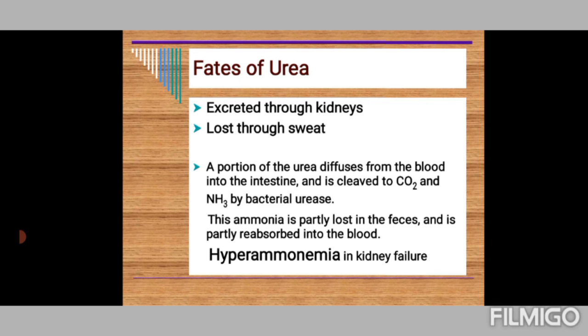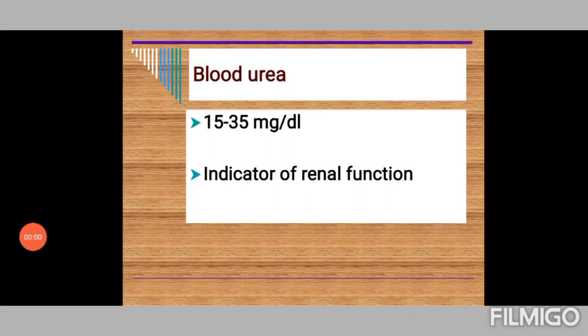In patients with kidney failure, plasma urea level will be elevated. So diffusion transfer of urea from blood to the gut, to the intestine, is also elevated. In such cases, the intestinal reabsorption of ammonia will be high, which leads to hyperammonemia cases. The normal blood urea level is 15 to 35 milligrams per deciliter, and this is a very good indicator of renal function also. If the value goes beyond the normal level, it will indicate renal dysfunction.